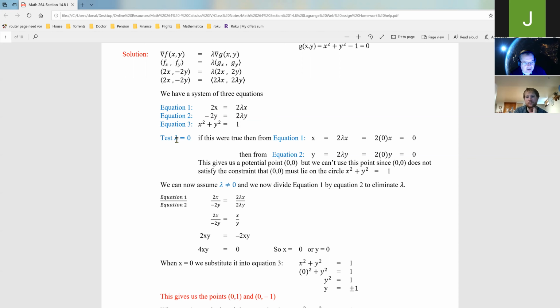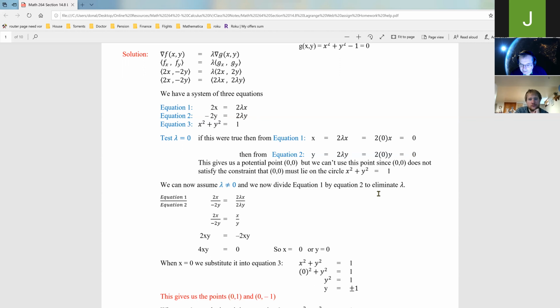The first thing I always tend to do in these questions is test what would happen if lambda equals 0. Well, if lambda equals 0, wouldn't this line eventually say that x is 0? Technically 2x equals that, but it's still x equals 0. And if you looked at this equation here, you'd end up with negative 2y equals 0, so y equals 0.